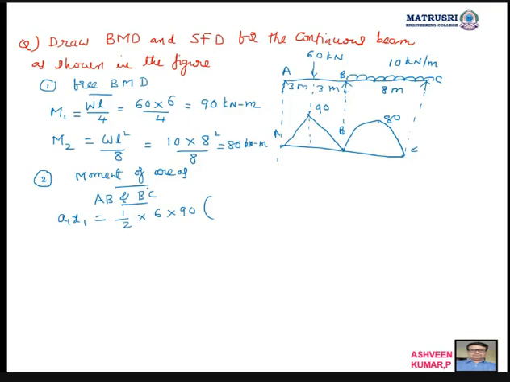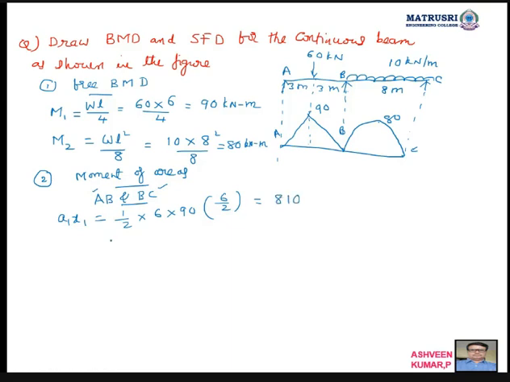So whenever I am saying moment of areas, AB and BC, please remember, you want to take A1 X1 from A, then A2 X2 from C. Remember please, all of you. A1 X1 you want to take from A here, X bar. Then BC you want to take from C. Because it is symmetric, you will get half only, that is 6 by 2.